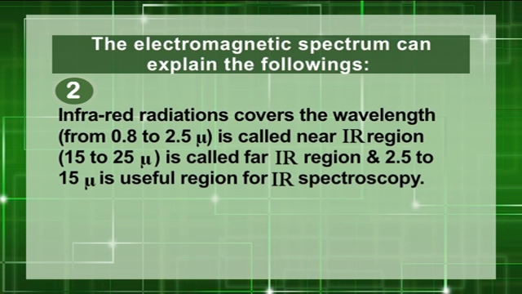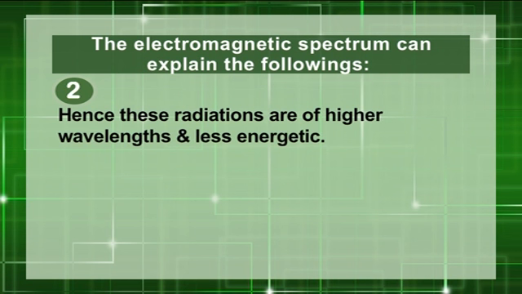Infrared radiation covering the wavelength from 0.8 to 2.5 micron is called the near IR region, 1.5 to 25 micron is called the far IR region, and 2.5 to 15 micron is the useful region for IR spectroscopy. Hence, these radiations are of higher wavelengths and less energetic.